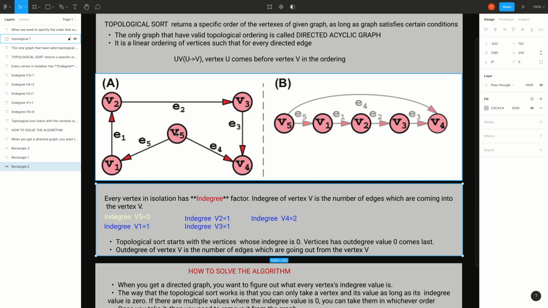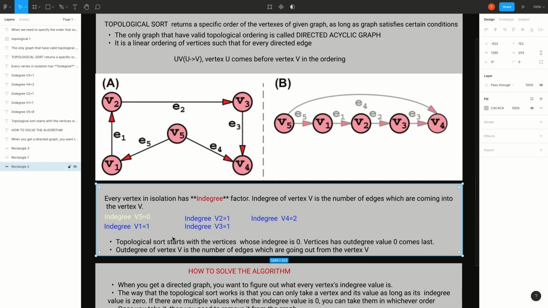For vertex 5, its in degree value is 0 because there is no vertex that's coming into V5. For V1 it is 1, V2 is 2, V3 is 1 also, but the in degree of V4 is 2 because V3 and V5 both are coming into V4.